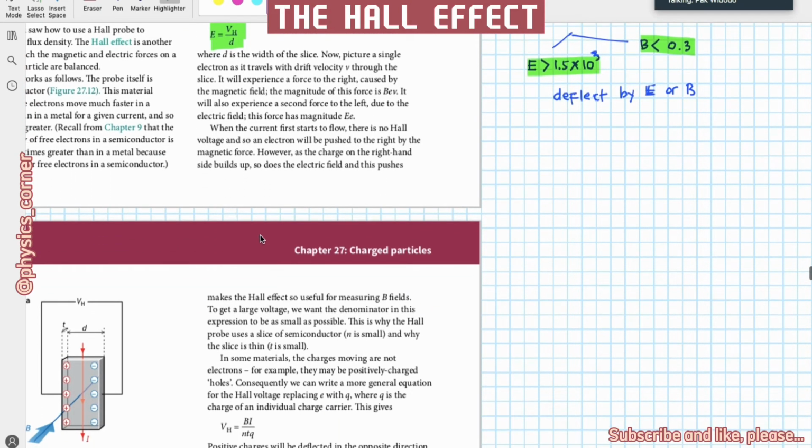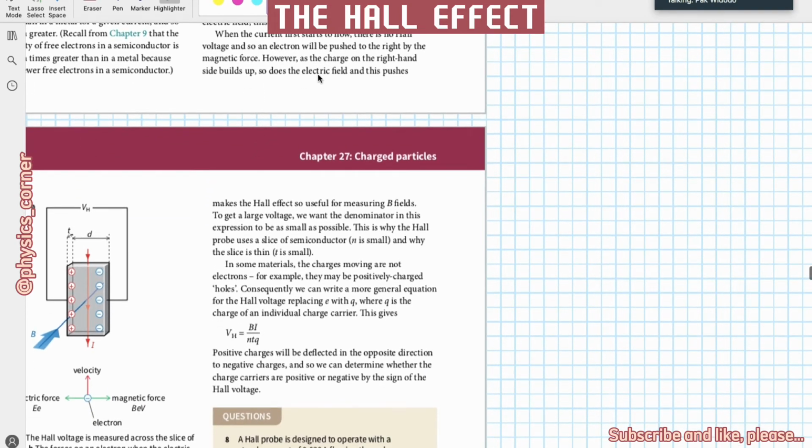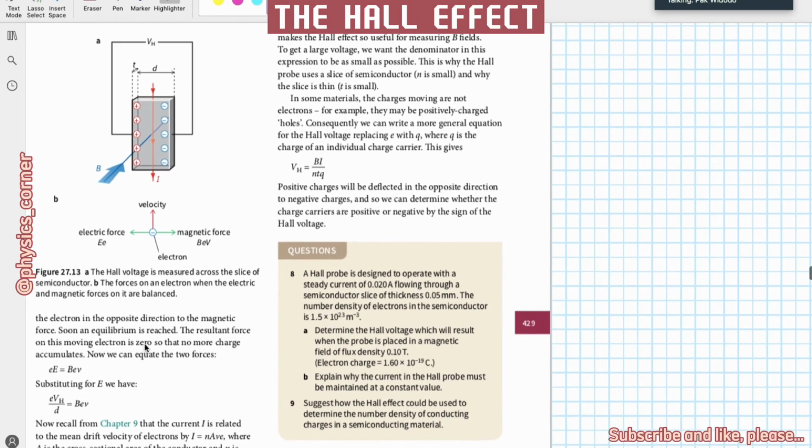Later we will see, I will derive the formula. When the current starts to flow, there is no Hall voltage. If there is no current flow, of course there is no voltage. And so the electron will be pushed to the right by the magnetic force. Why? Because there is no voltage, which means there is no electric field. However, as the charge on the right-hand side builds up, so does the electric field, and this pushes the electron in the opposite direction to the magnetic force. So between the electron, the electric field makes an electric force, and then the magnetic force.